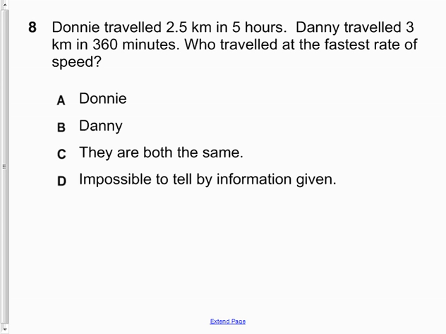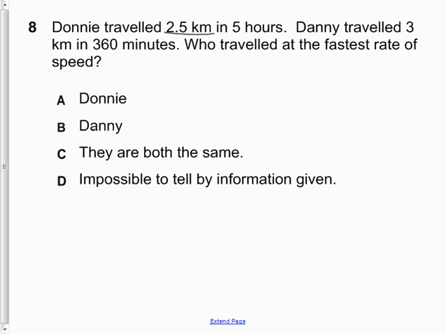Question 8 says, Donnie traveled 2.5 kilometers in 5 hours, and Danny traveled 3 kilometers in 360 minutes. Who traveled at the fastest rate? Well, really, 2.5 kilometers is not that far. It's not even the length of Granville Street. So it's basically like walking from SIS to probably Superstore. And it took him 5 hours. So I'd say Donnie was probably traversing through pretty thick wilderness.